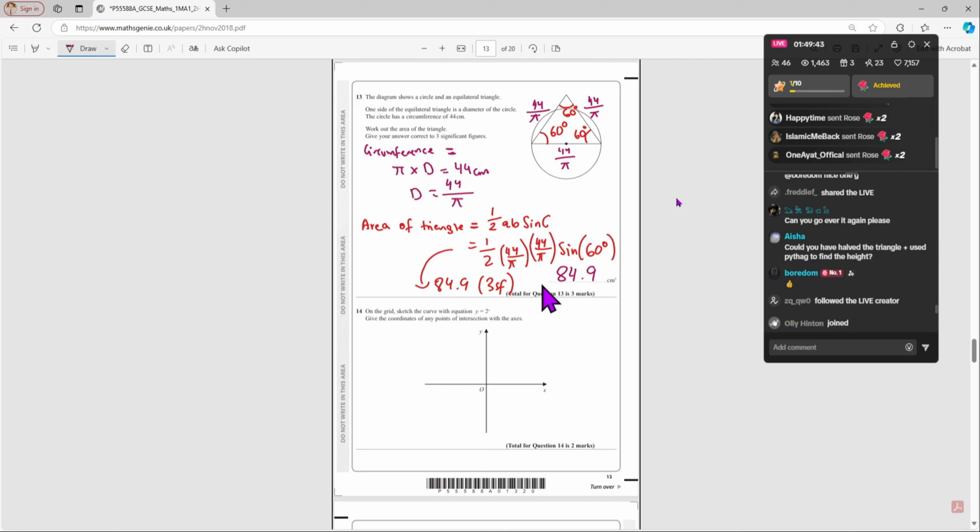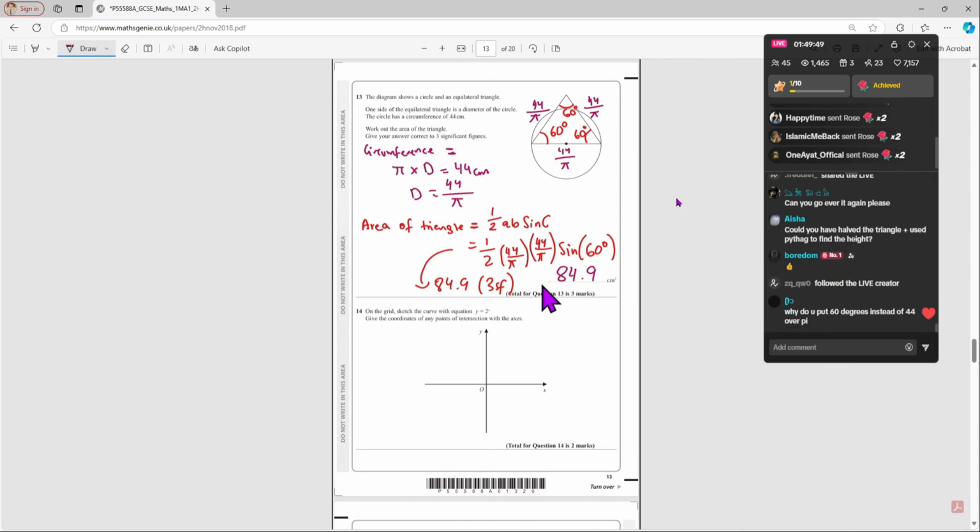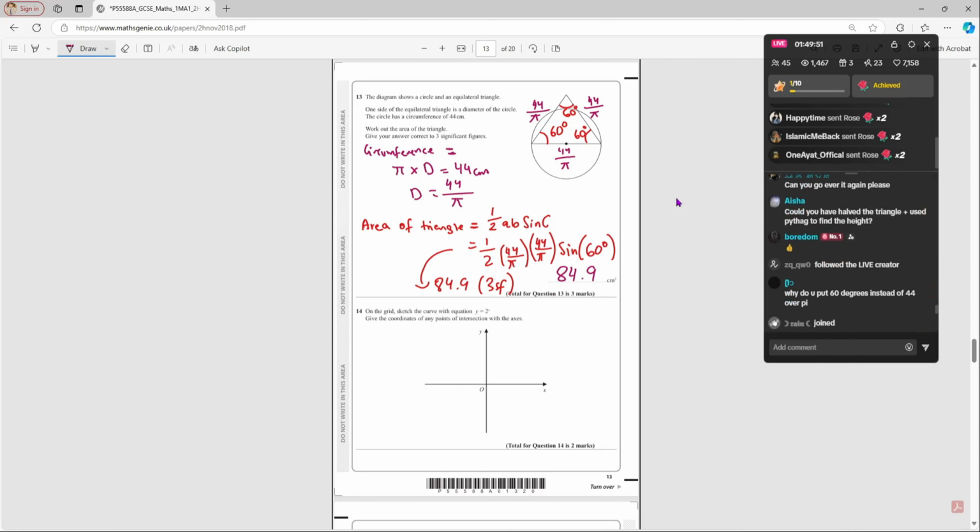So, question number 14 on the grid: sketch the curve with equation y is equal to 2 to the power of x. Give the coordinates of any point of intersection with the axes.